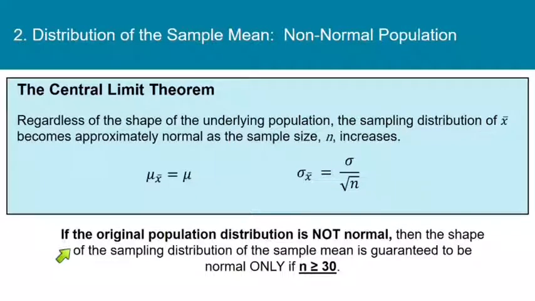And here's the answer. If the original population distribution is not normal, then the shape of the sampling distribution of the sample mean is guaranteed to be normal only if n is greater than or equal to 30. So the bottom line is that in order to use the z-table to answer questions about probability, we either need to know that the shape of the distribution of the underlying population is normal, or if we don't know that, then we need for n to be at least 30. Let's go back to the applet and I'll show you what we're looking at.